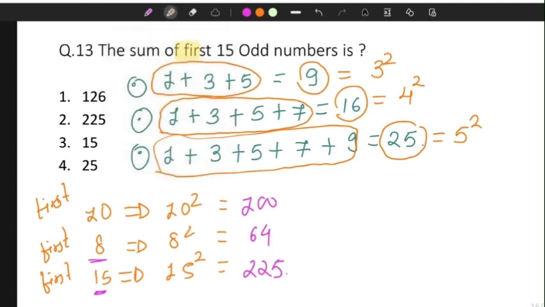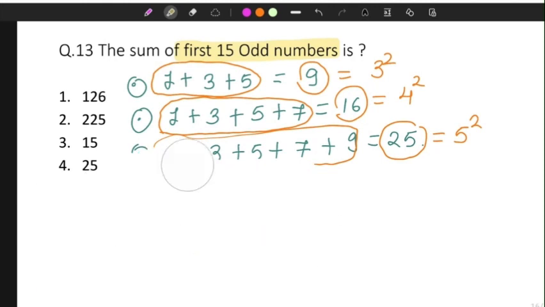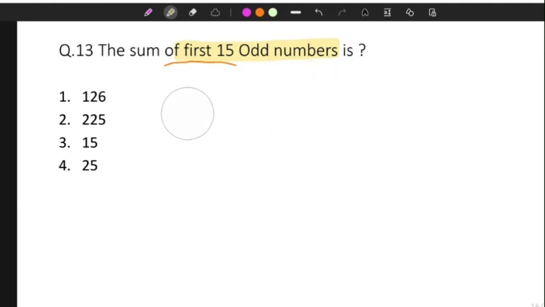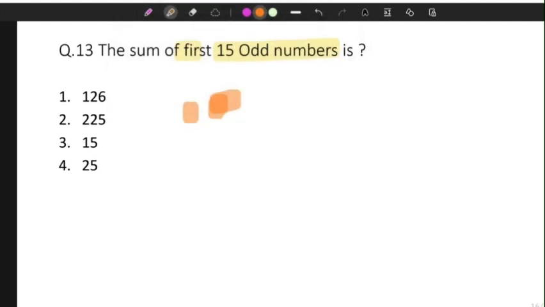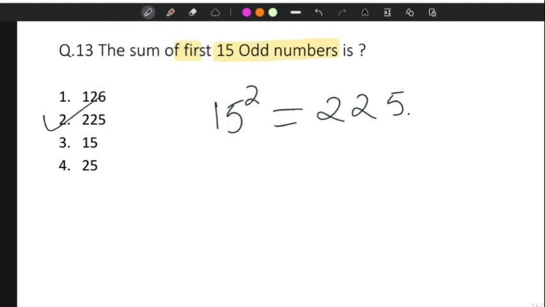First 8 odd numbers, first 15, first 16, first 17, first 10 odd, first 9 odd, first 8 odd. You simply have to take the square of it. Now in this question, they have asked us to find out the first 15 odd numbers' sum. So take the square of 15. 15 square is equal to 225. The answer is option number B.